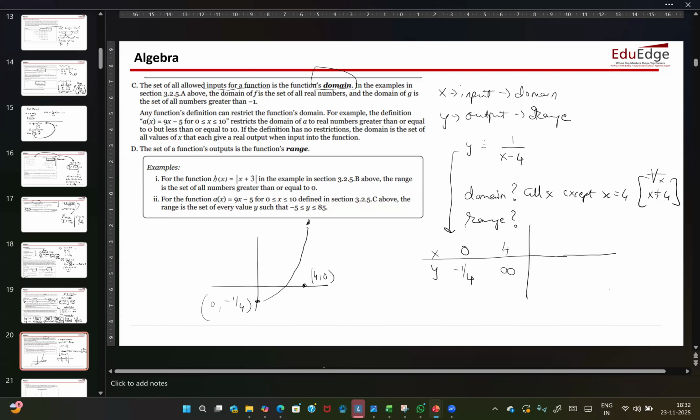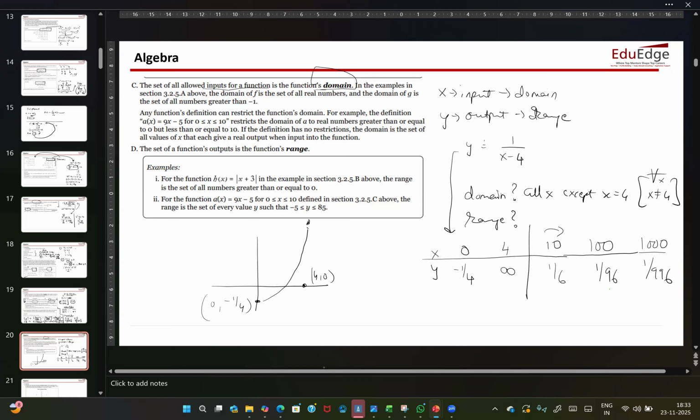We've considered only 0 and positive. What about x equal to 10? If x is 10, 1 by 6. And what if x is 100? 1 by 96. And when x is 1000? 1 by 996. So what do you think is the relationship between x and y in the second part here? As x increases, y decreases. Correct.